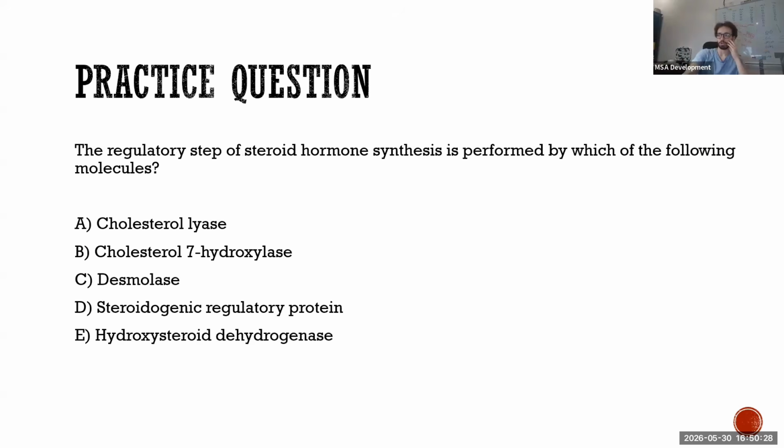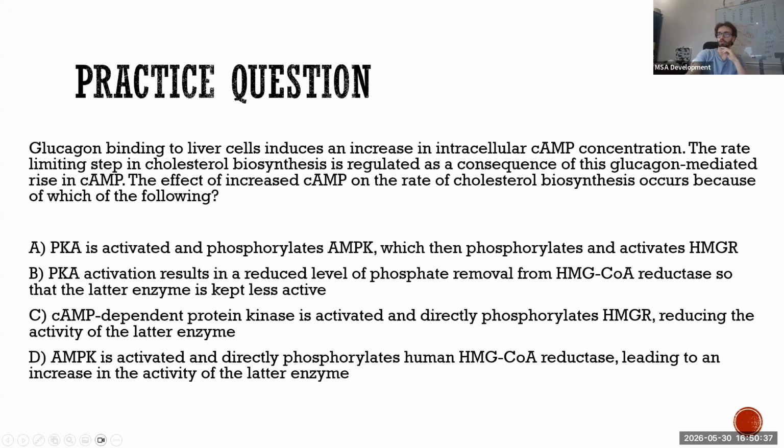Hyponatremia. Next question. The regulatory step of steroid synthesis happens through which molecule? We said steroidogenic acute regulatory protein. Next question. It's basically asking you, how does glucagon affect cholesterol biosynthesis? The answer will be that glucagon will phosphorylate HMG-CoA reductase. When we phosphorylate it, you inactivate it.